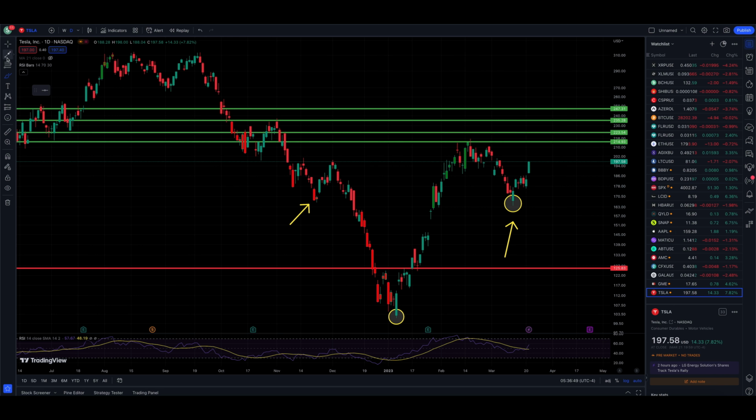But back to Tesla, we have a gap right here. So we have a high yesterday, or 2 days ago, excuse me, of 186.44 and a low of, let's see here, 188.04. So we have a small little price gap right there.